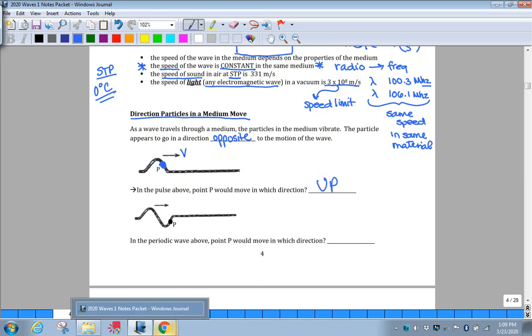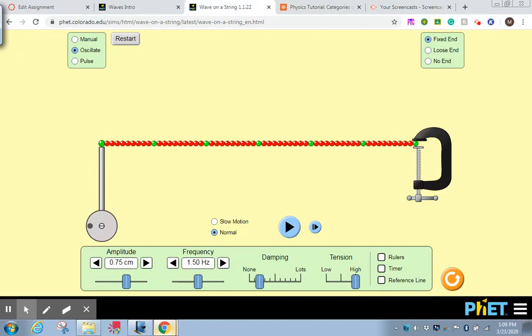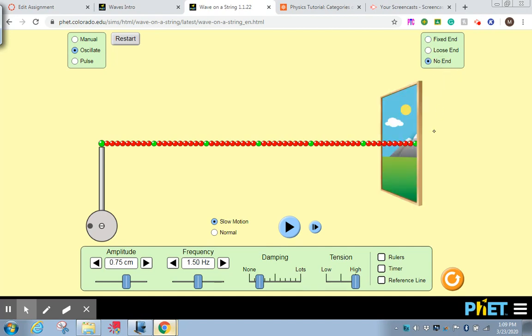Okay, I'm going to show you the PhET now so you could do this for yourself. I'm going to show this oscillating string. I'm having it fixed on one end. I actually might do no end. Let's do no end. We're going to have no damping, so we're not going to have any loss of energy. I'll keep the amplitude here. And I'm going to start the wave, let it get going, and then I'm going to pause it and kind of step it through.